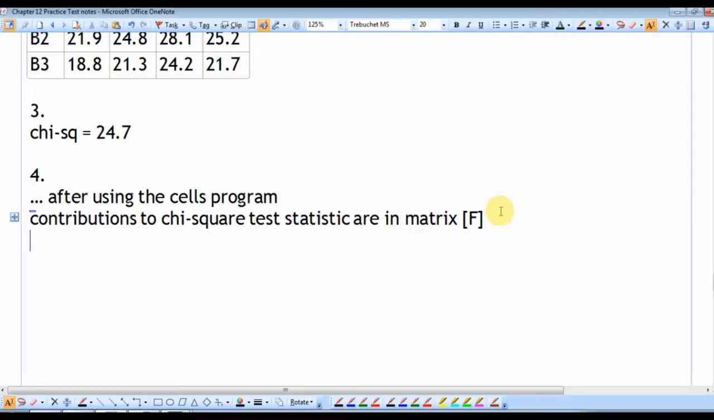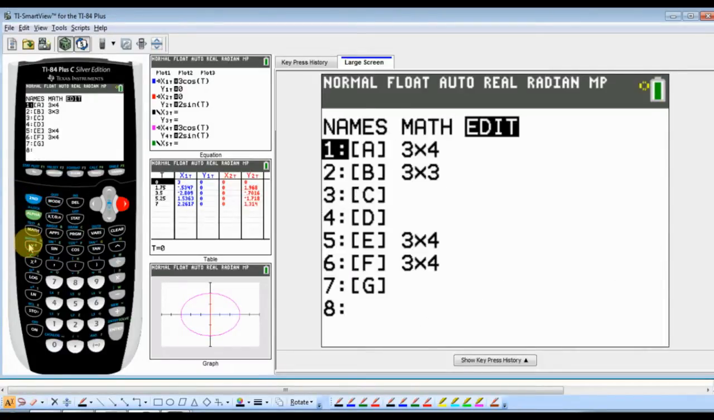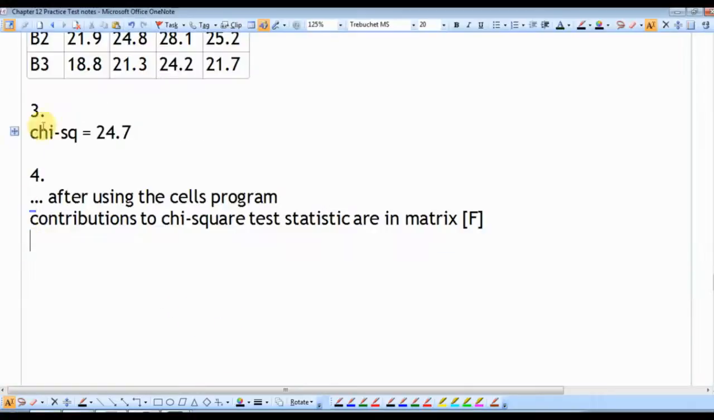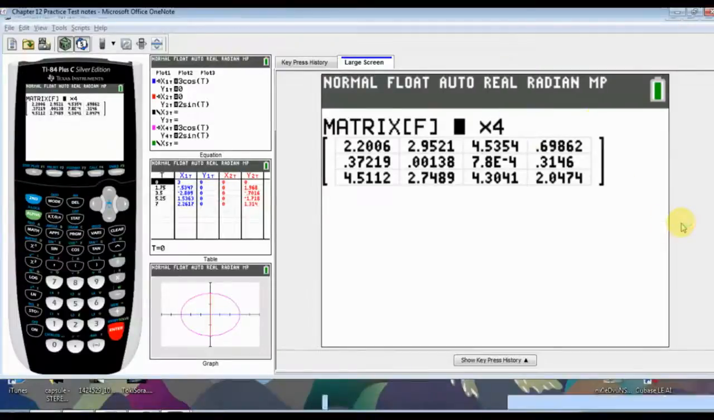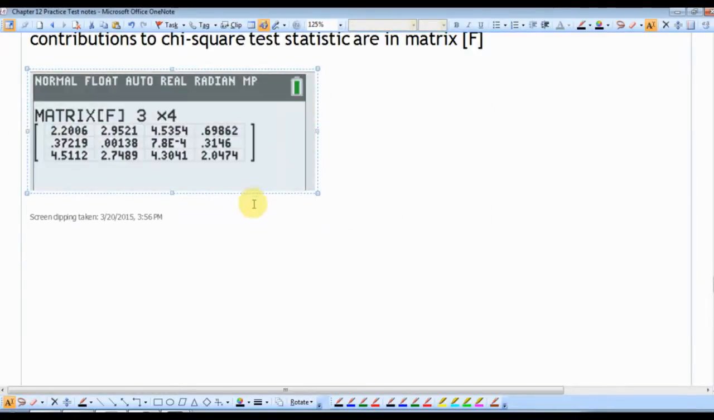Okay, so let's take a look at that. We're going to go to Matrix menu, Edit, and we're going to look at Matrix F. Let's screenshot that so we're not going to keep flipping back and forth. Here's Matrix F. Basically, we're taking a look to see which of these is going to be the biggest value.